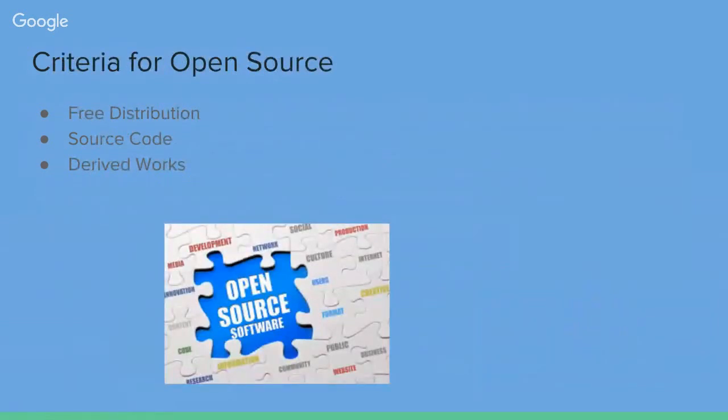So what is the criteria for open source? Well, three main things. One, free distribution, meaning anyone can acquire it without cost. Two, source code, meaning that the source code of the software, the base, must come with the software and any upgrades. And three, derived works, meaning that any derived works from a source code must also be available.